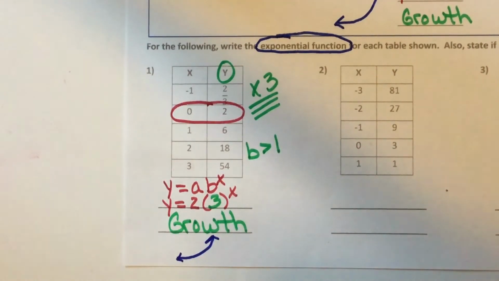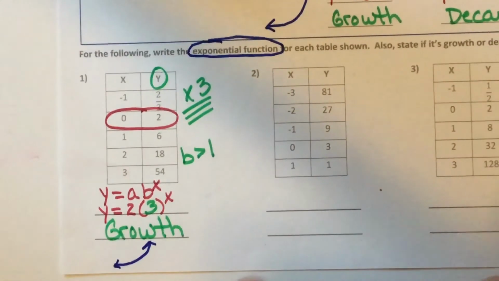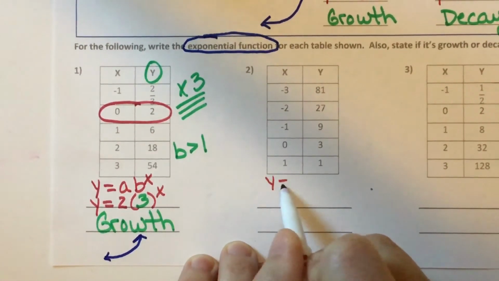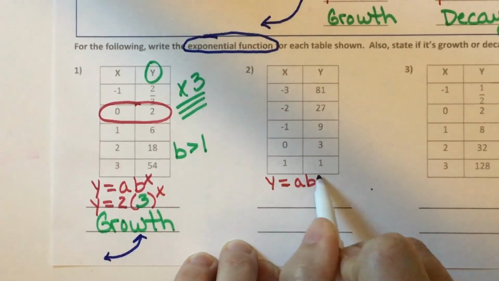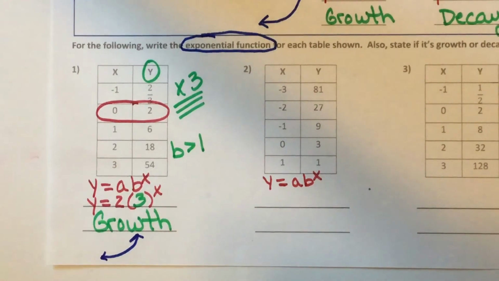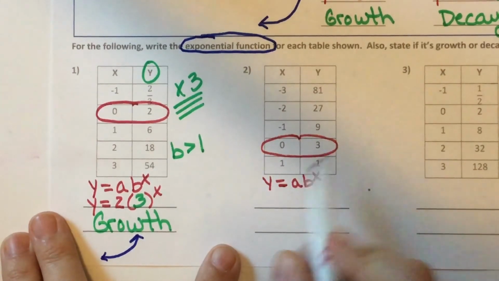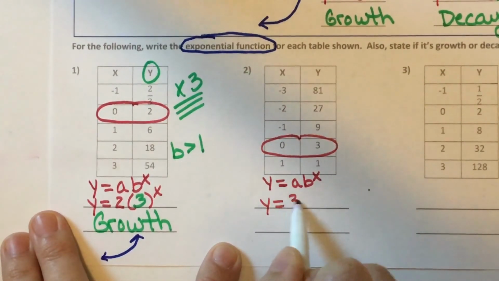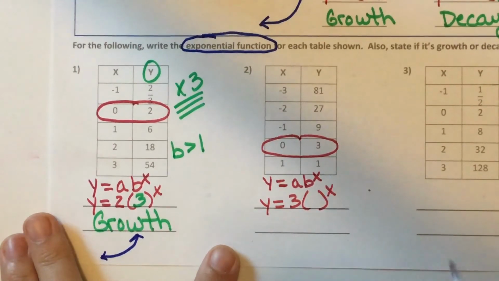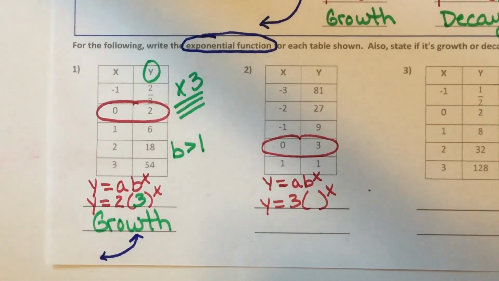All right, let's look at this next guy. So our equation is going to be of the form y equals ab raised to the x. Do you know who the a is? It's 3. Here's our y-intercept. So my a is a 3. Now we just need to find Mr. B.